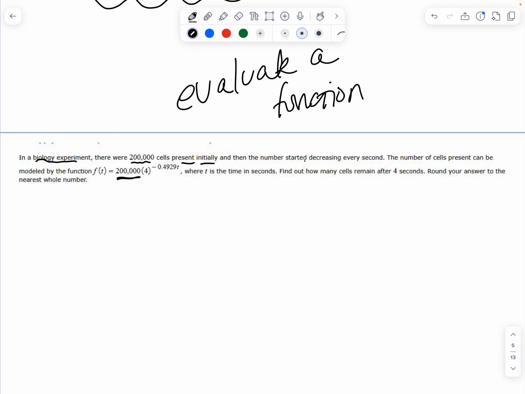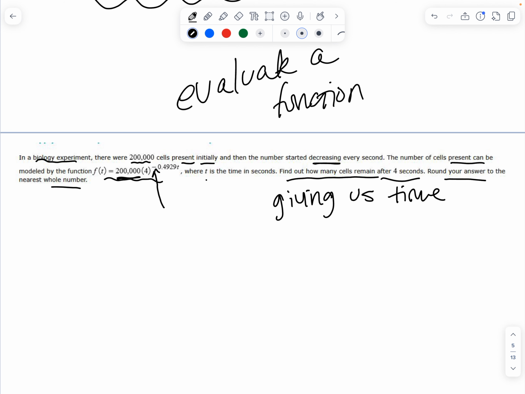And then the numbers started decreasing, all right? And if you see this negative sign here, that means you have a decreasing function. The number of cells present can be modeled by this function. T is the time in seconds. Find out how many cells remain after 4 seconds. So they're giving us time. We're given time. Round your answer to the nearest whole number.